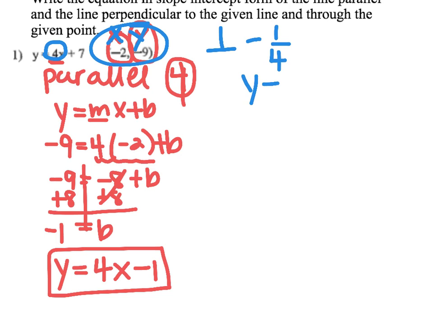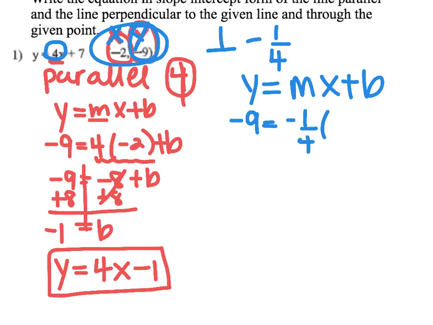Alright, so you're still going to do y equals mx plus b. Y would be -9 still. We're still going through that point. M in this case would be the -1/4. X would be -2, and b is what we're missing.